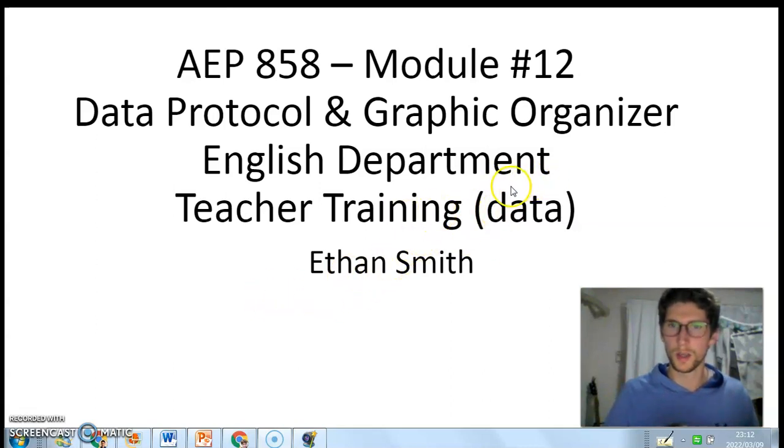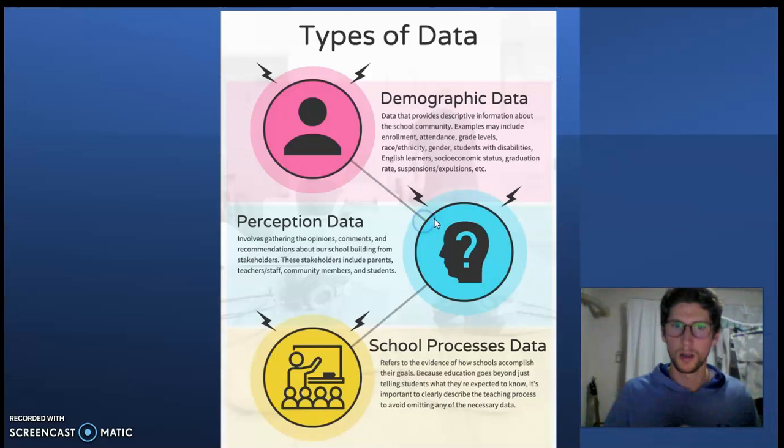Now to start off my teacher training, I will be presenting as well as handing out this infographic describing the 3 main types of educational data. First is demographic, then perception, and then school processes. I'm sure that some of the Japanese teachers might have a little hard time with this description, so I will be giving examples from the case study that we used, as well as demonstrating different examples, as well as discussion.